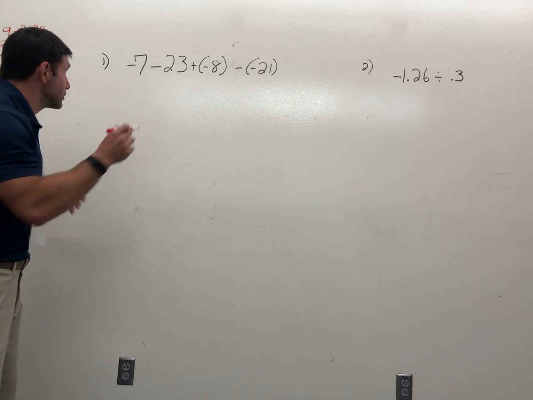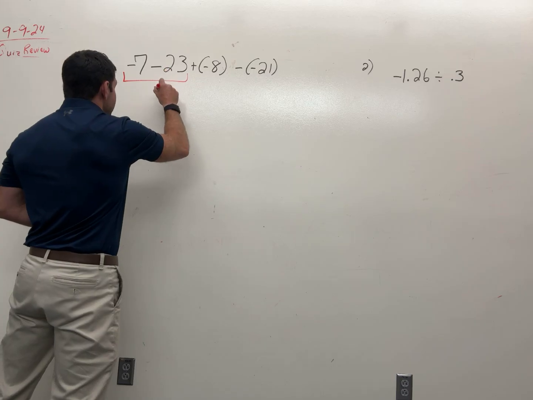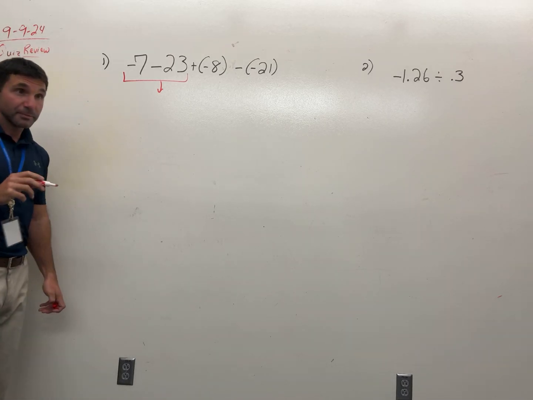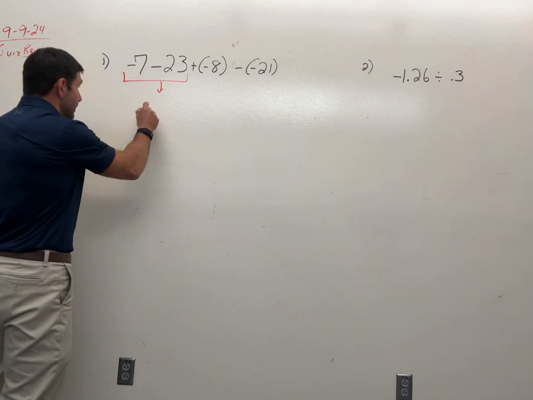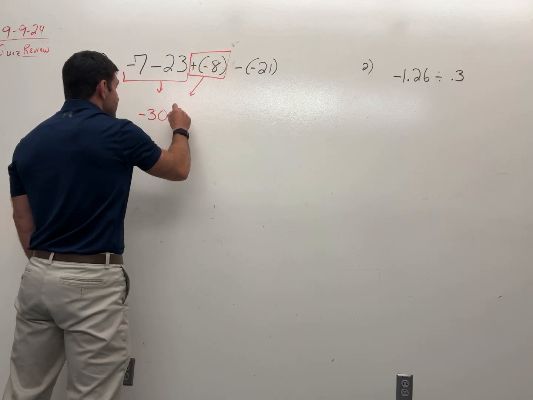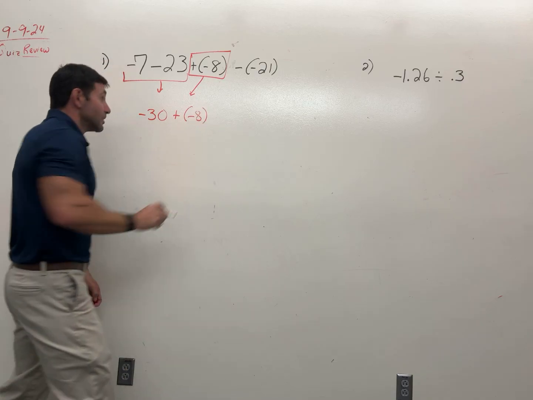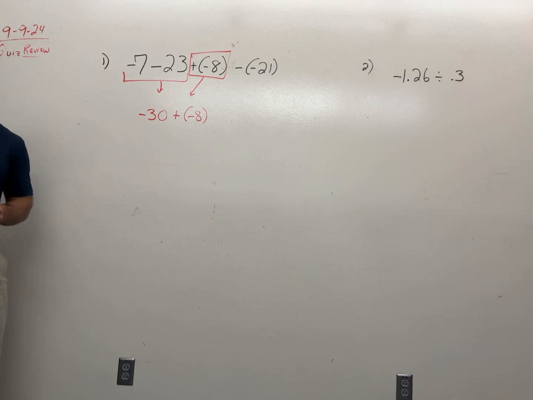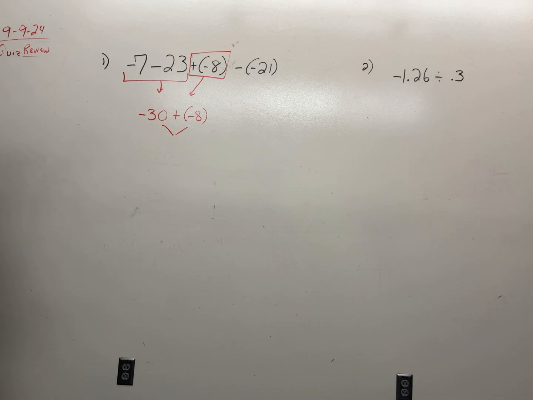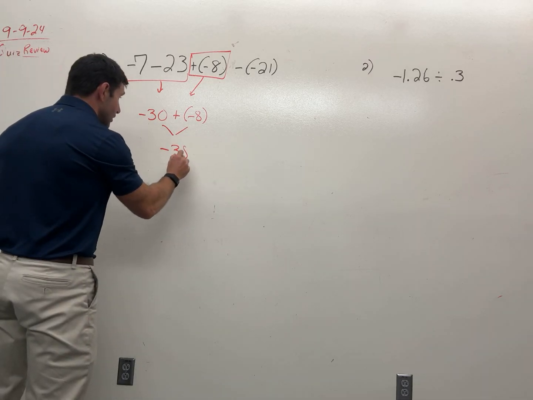So what would I do? Everybody get your calculator. Right now, in your calculator, press -7 minus 23. Maris, what do we get? -30. Then I only bring down my next thing, which is a -8. So let's do -30 plus a -8. -38.